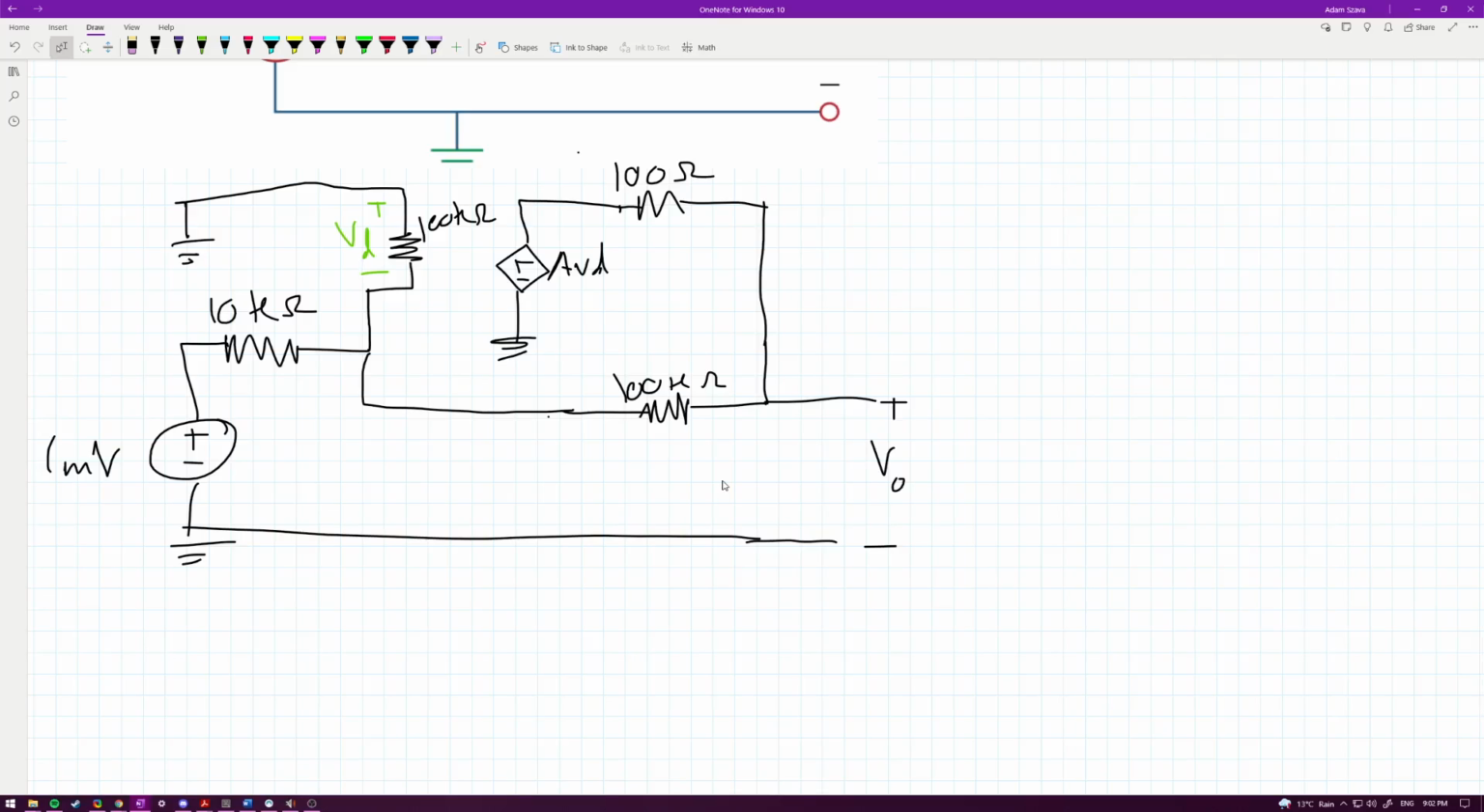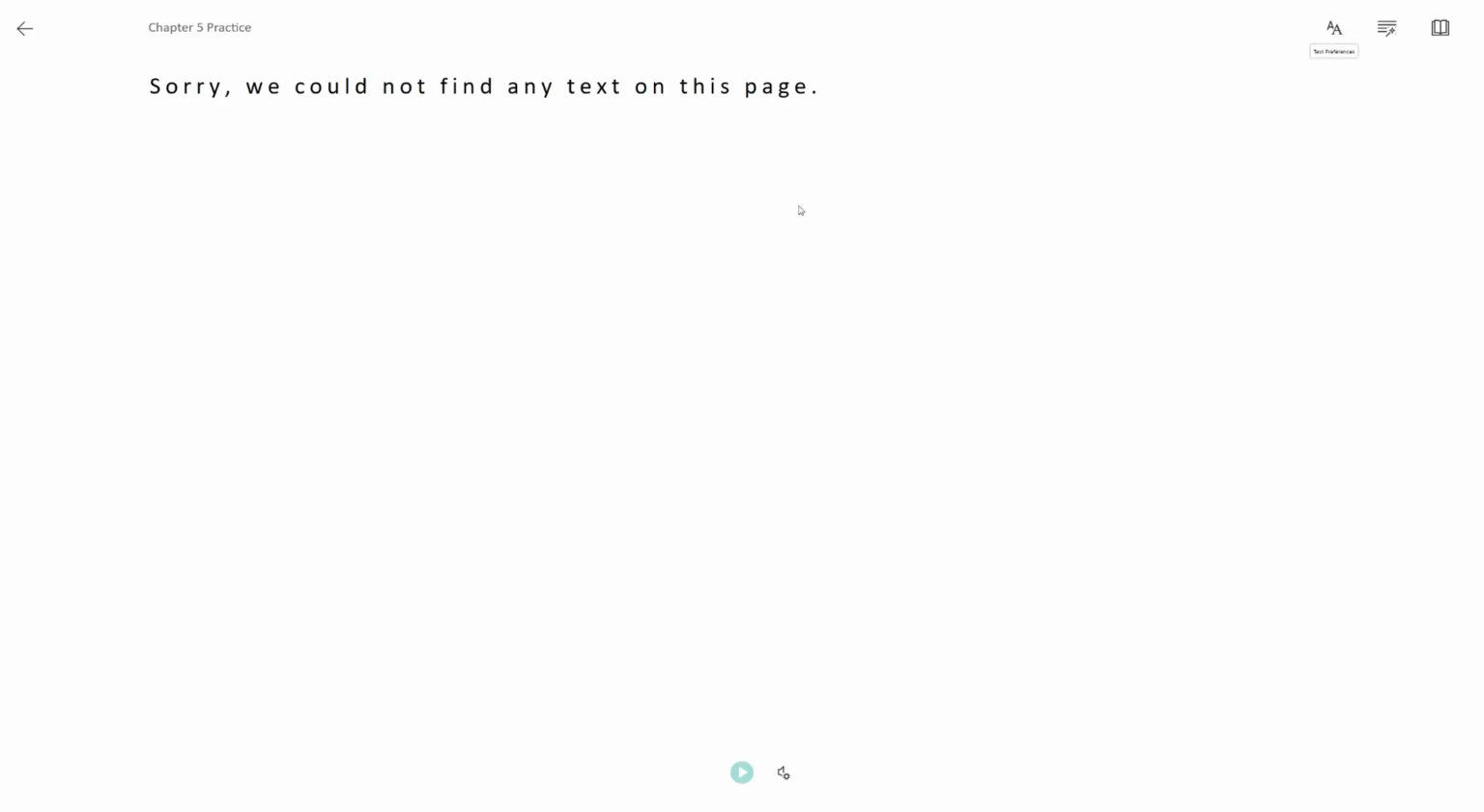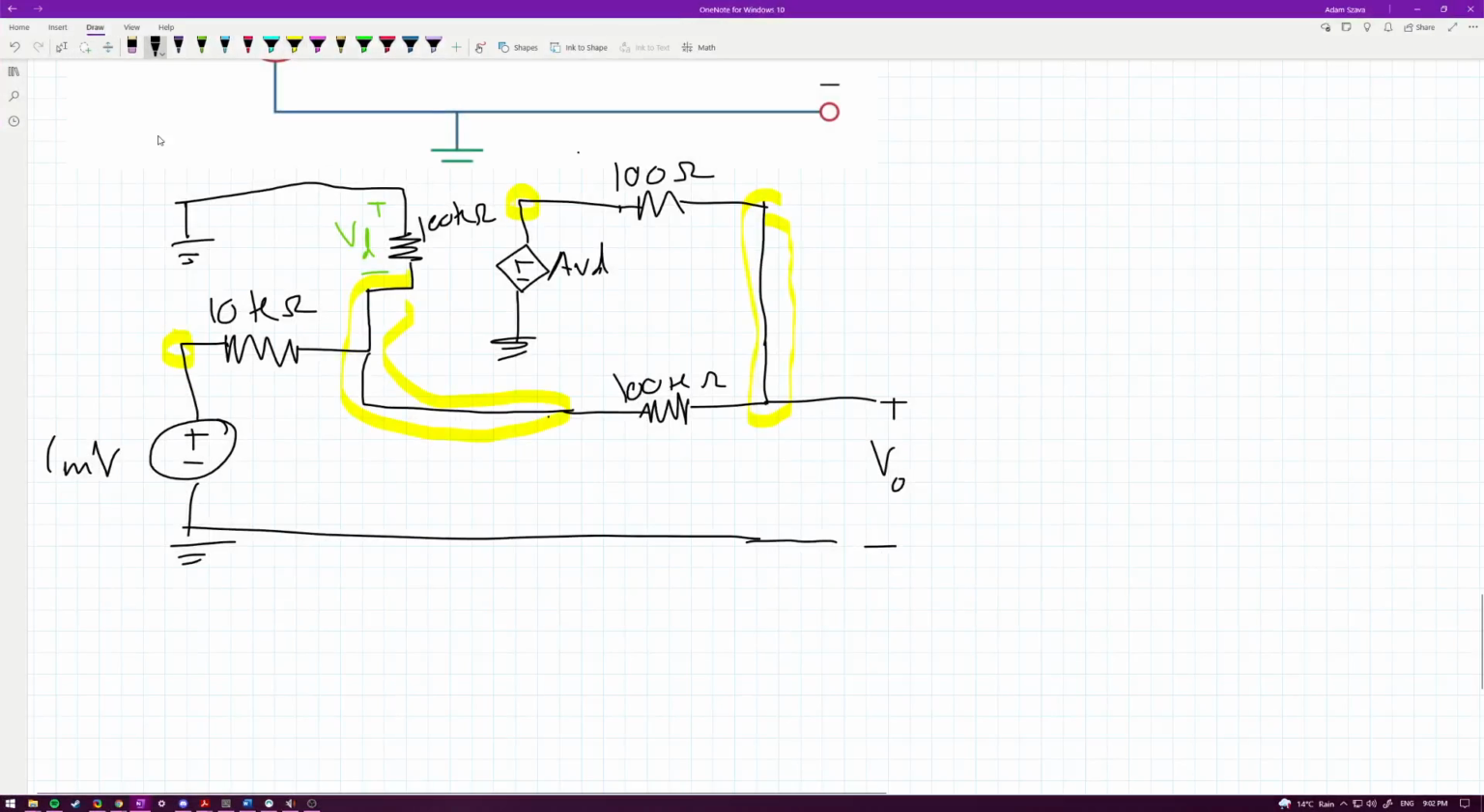Since we're trying to find so many node voltages, can I just do nodal analysis on that node, that node, that node, that node? I think I can. So this is V1, V2. Let's just give it a try. If anyone has any reason I can't do this, tell me. V1 equals 1 millivolt.